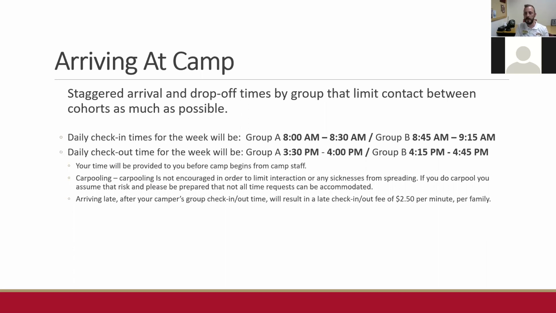All right, arriving at camp. So this year, we're going to be doing it a little bit differently. We're going to have 2 group drop-off and pickup times. Tomorrow, you'll get an email with all the activities that they'll be doing at camp and also what team they'll be on, along with what drop-off group they're in. Group A is 8 a.m. to 8:30 a.m. drop-off time with a 3:30 to 4:30 window for pickup. Group B is 8:45 to 9:15 for their drop-off, and then 4:15 to 4:45 for pickup. So again, you'll get this information tomorrow.